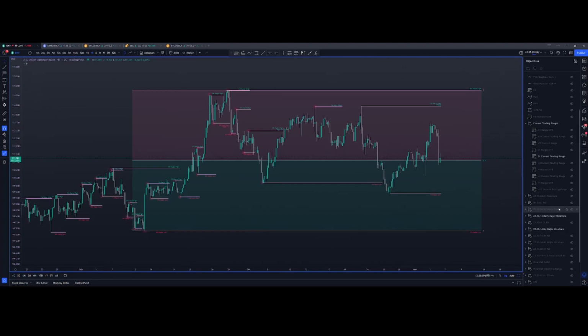So looking at the H4 range then, if we look at the current H4 range, it's the same premise as before, so previous high to previous low in the previous impulse. So it's this high here and this low here.